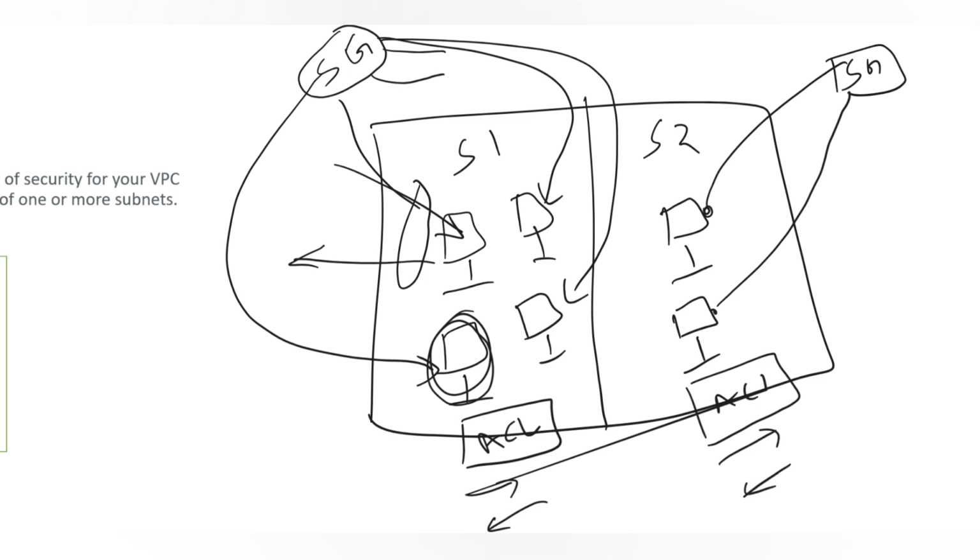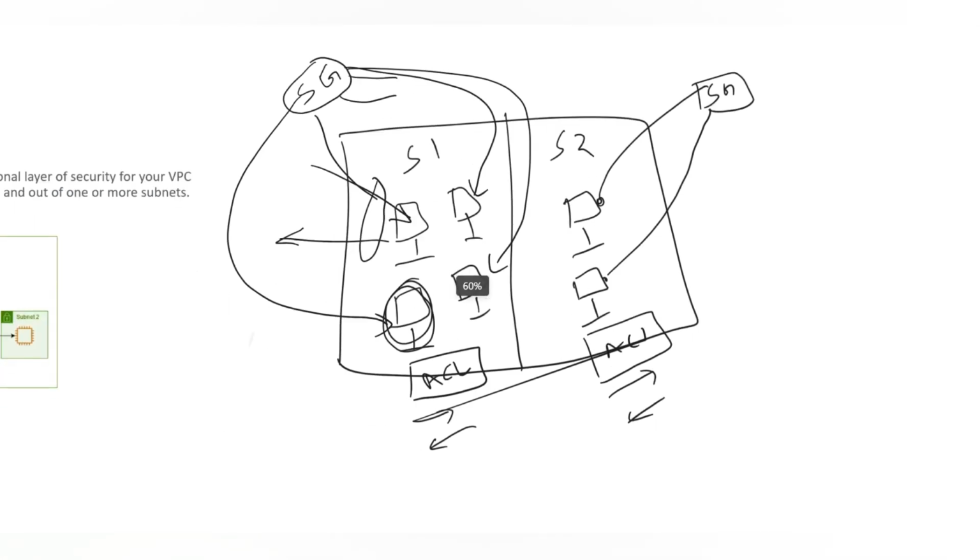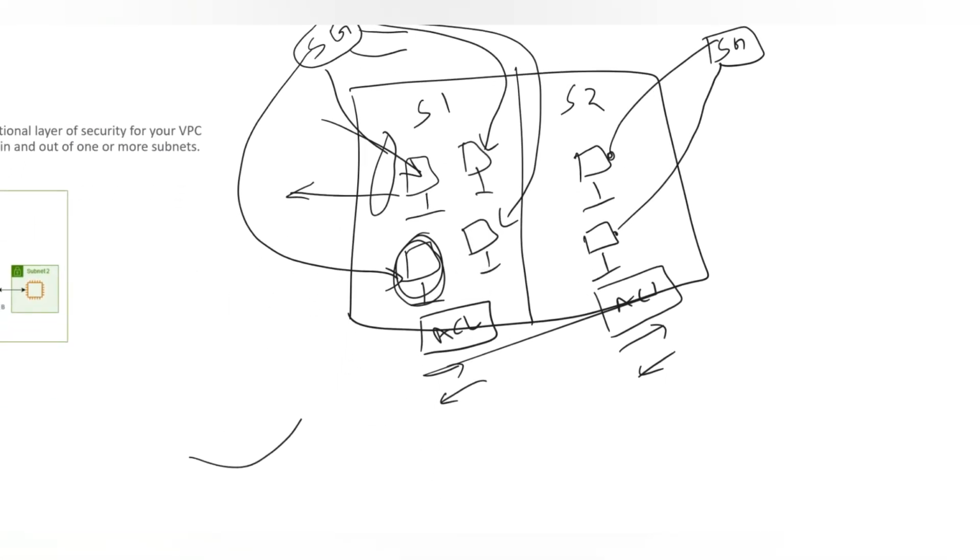Once you have this in place, any traffic which is coming into your virtual machine or any traffic which is going out of your virtual machine should first go through the ACL. The ACL rule will get checked first, and then it will go to the security group. Once it passes the security group, then it will reach the VM.